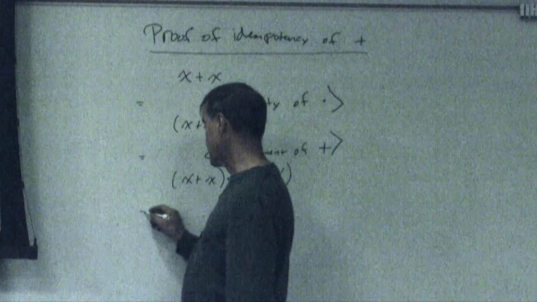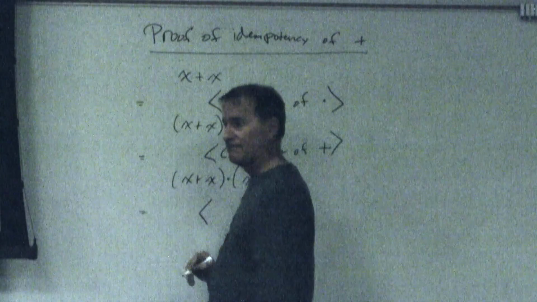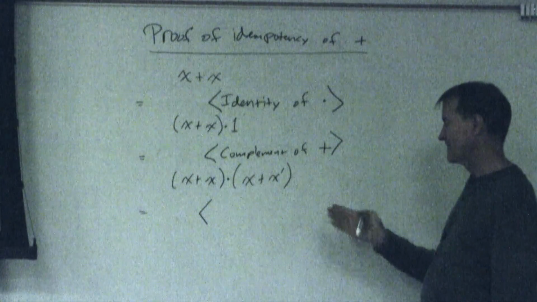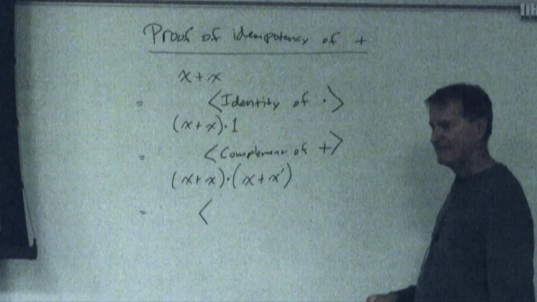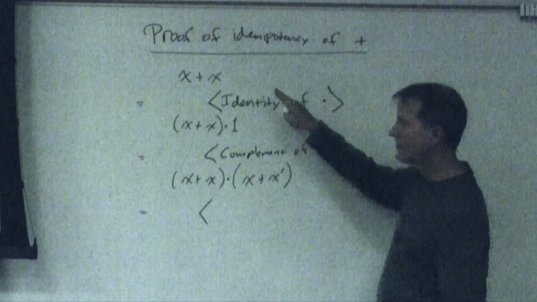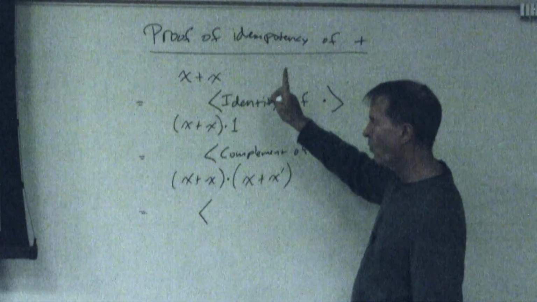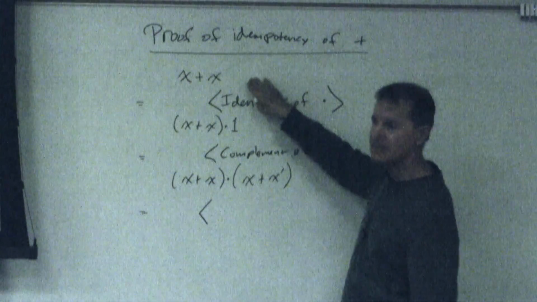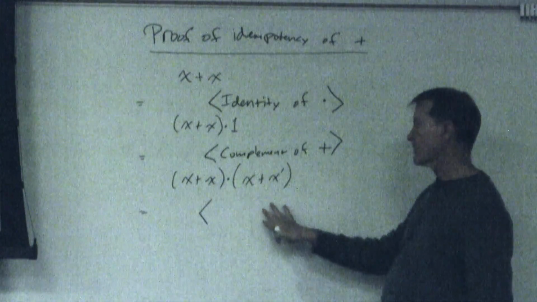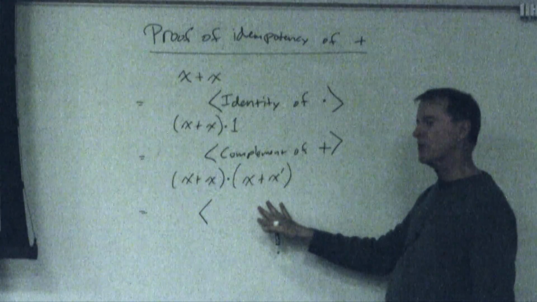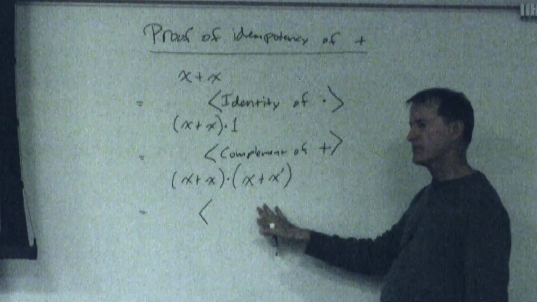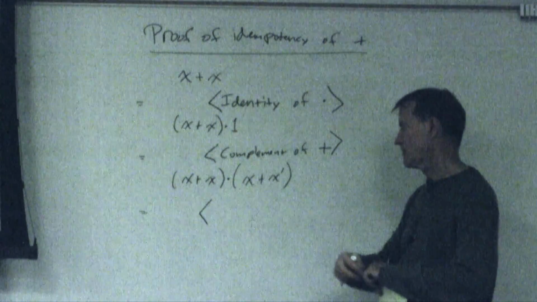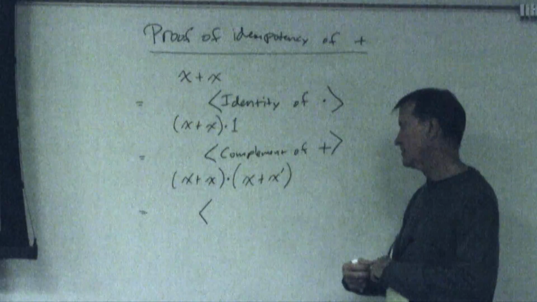Now, Shane, can you tell us what we should do here? What are we trying to get this to? We're trying to get it to X. But anyway, what can we do? This is a little bit of a tricky one, but I think it's similar to what we've done in formal methods. Can we use identity? No, I don't know.